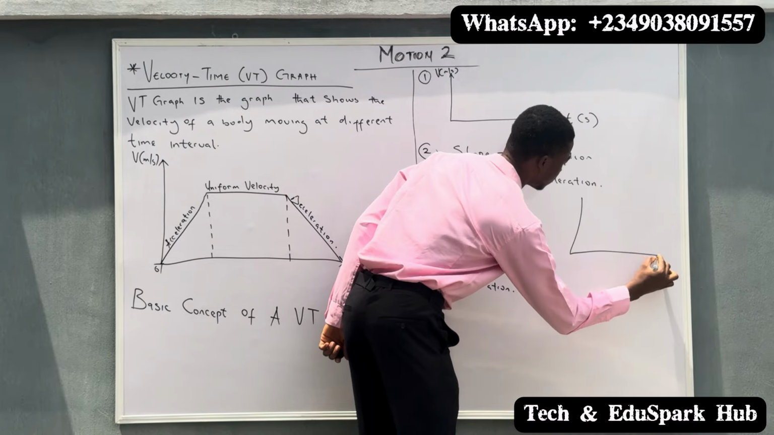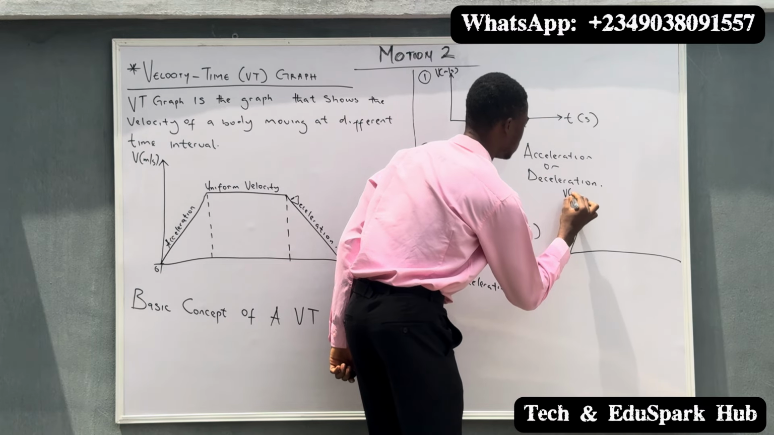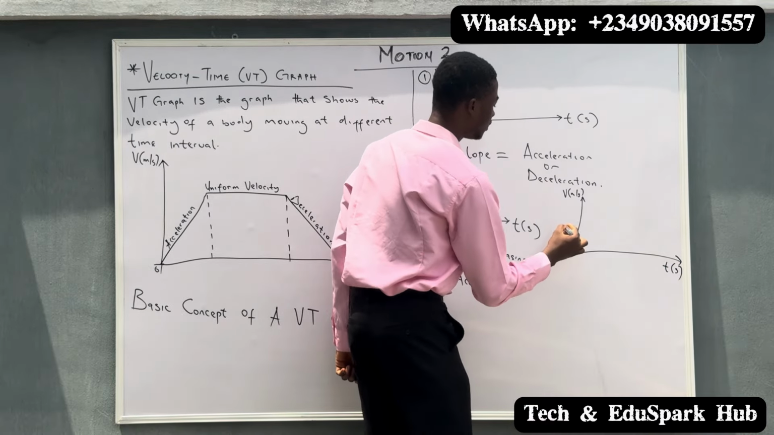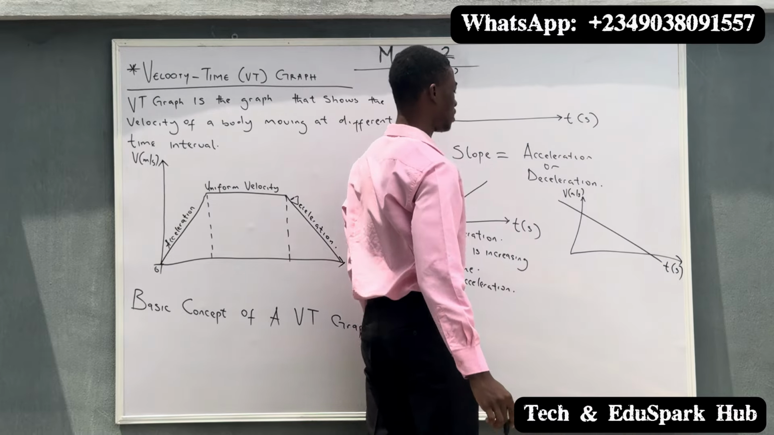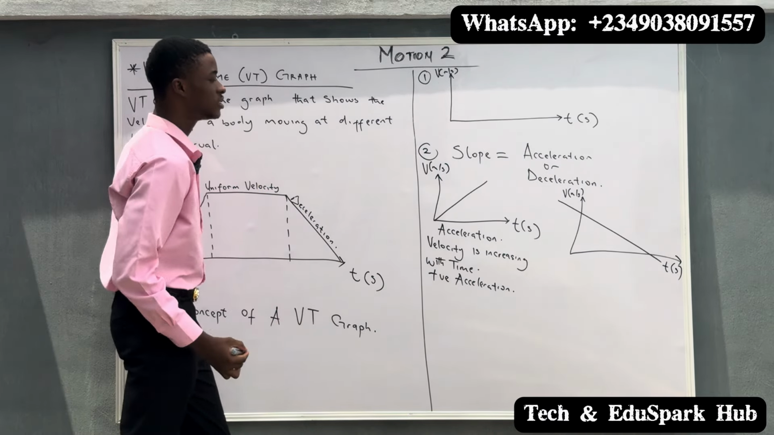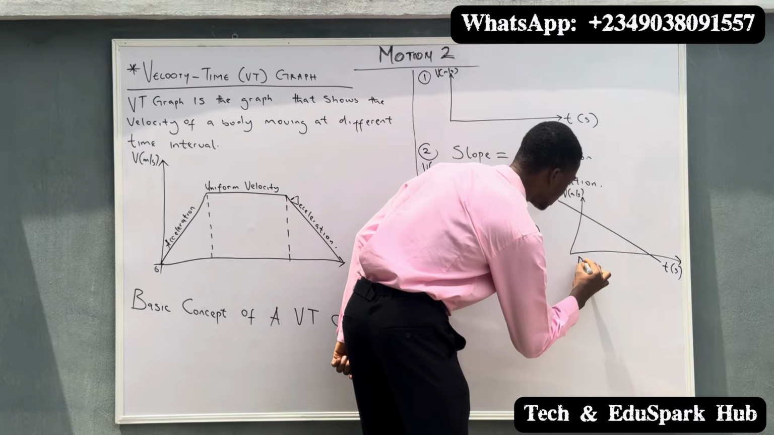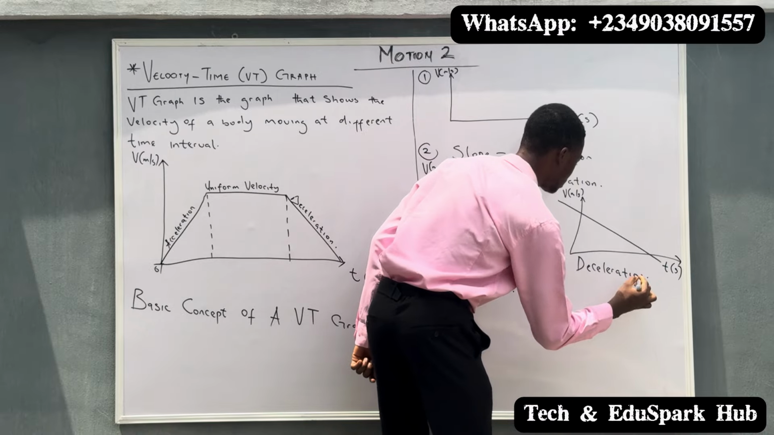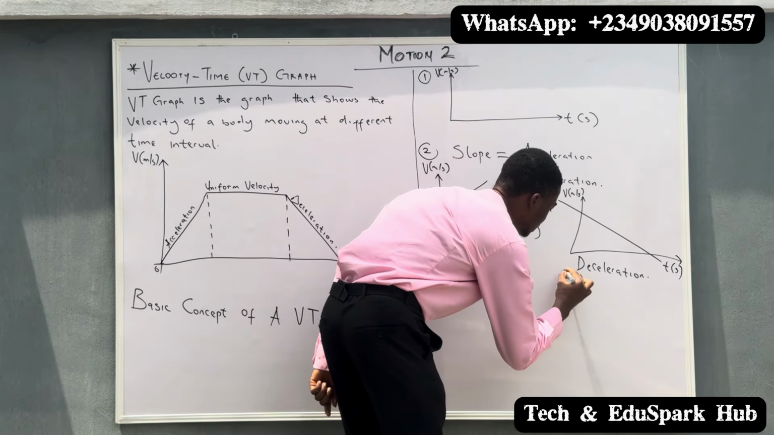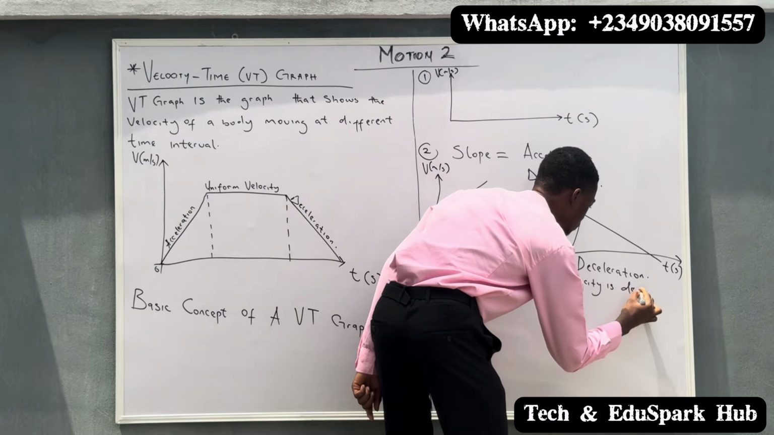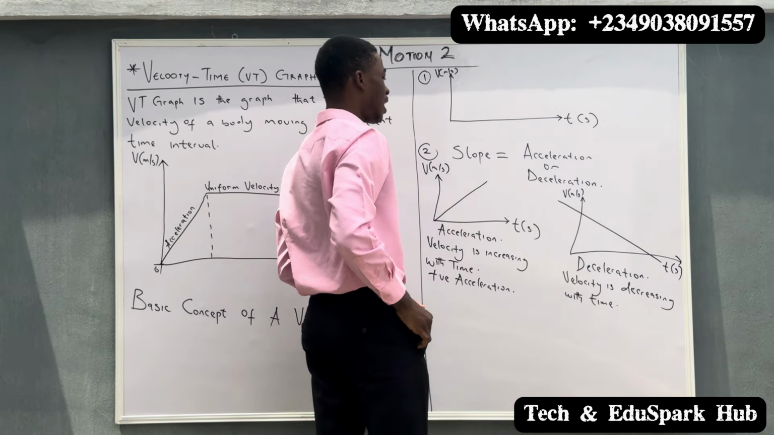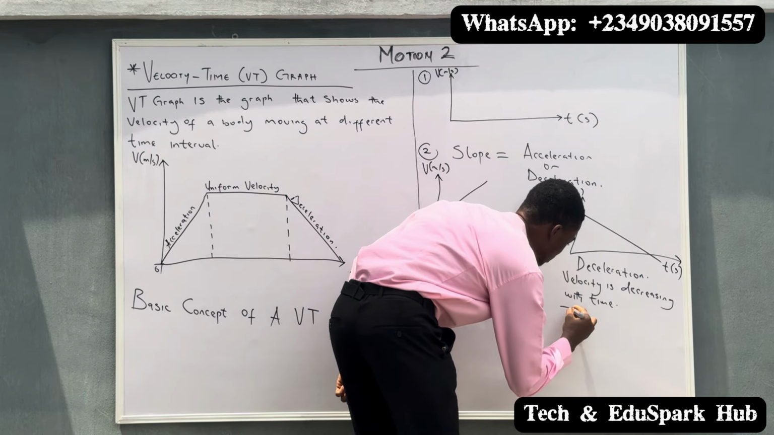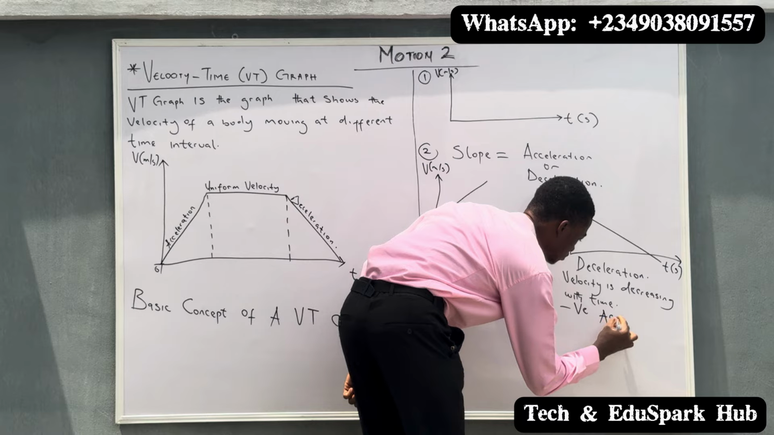But peradventure the slope is like this. So let's say another graph, we have the velocity in meter per seconds, and we have the time in seconds. So peradventure the slope is like this. So this is the deceleration. So we have the deceleration here. And in this deceleration, the velocity is decreasing with time. And in this case, we'll be having the negative acceleration.